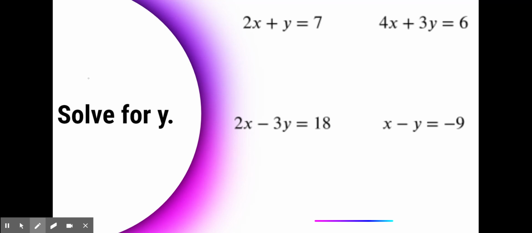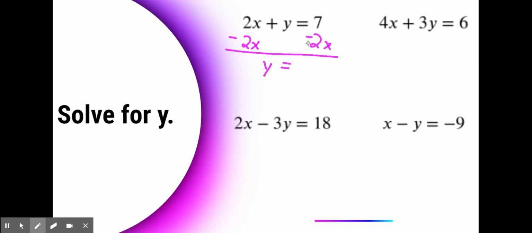All right, so every one of these, I want to solve for y. I want to isolate y. All right, so first I have 2x plus y equals 7. I'm trying to isolate y, so I need to move the 2x first. This is a positive 2x, so I'm going to subtract 2x from both sides. I'm going to bring down my y equals.